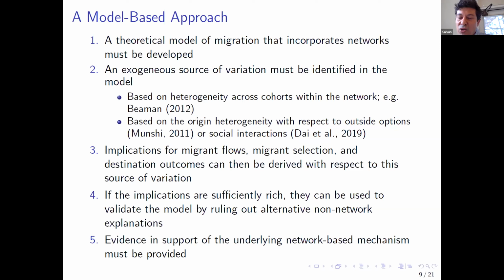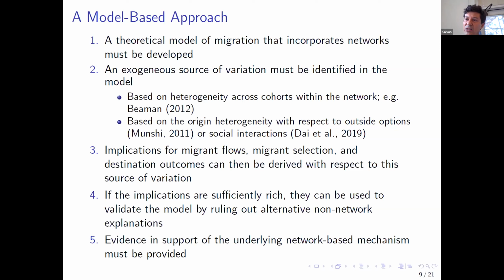Just to be clear, this exogenous source of variation is not going to be an instrument. So there's always going to be the possibility that it affects these outcomes through other channels that have nothing to do with the networks. And so the key is that if you can derive a sufficiently rich set of implications, you can use those implications to rule out alternative non-network explanations or mechanisms. Okay, so in some sense, this is an indirect approach.